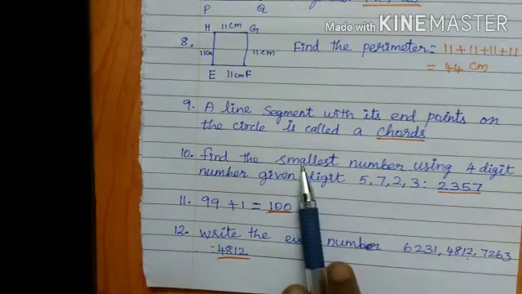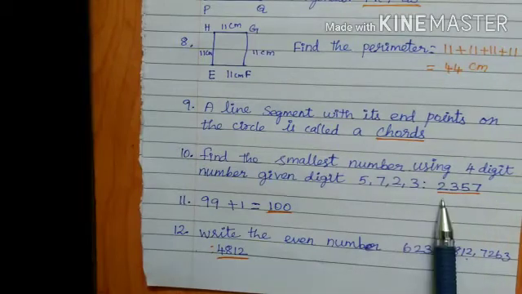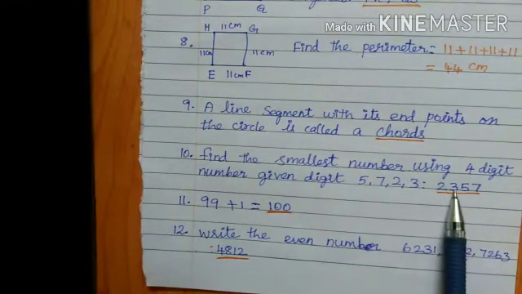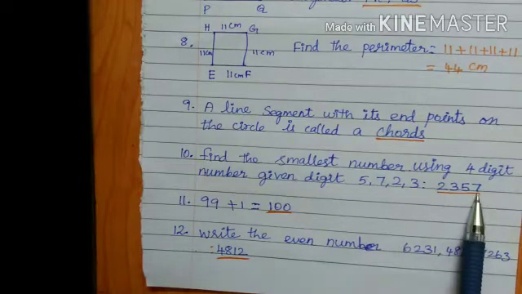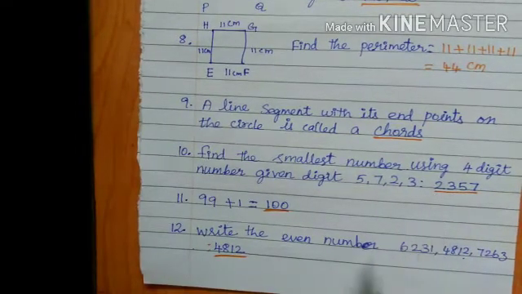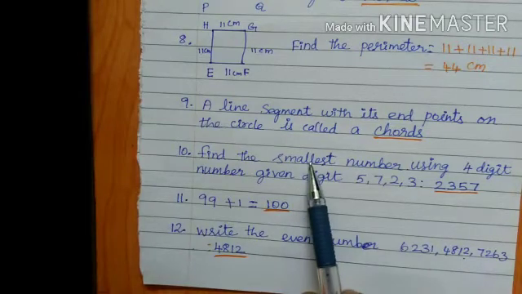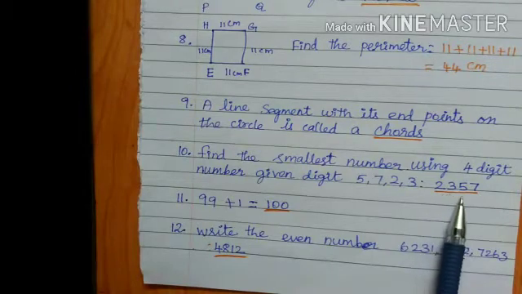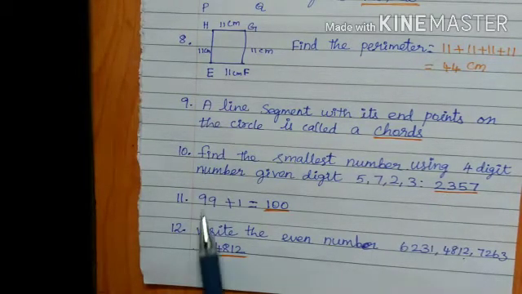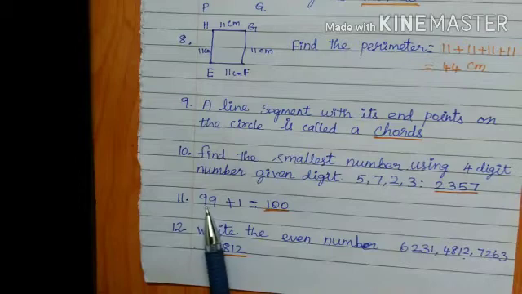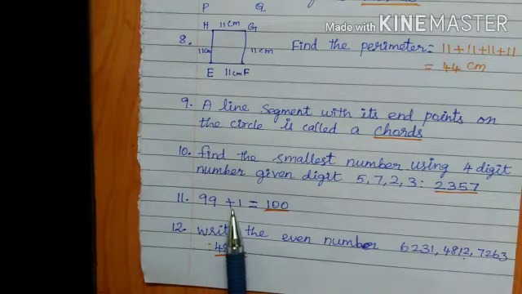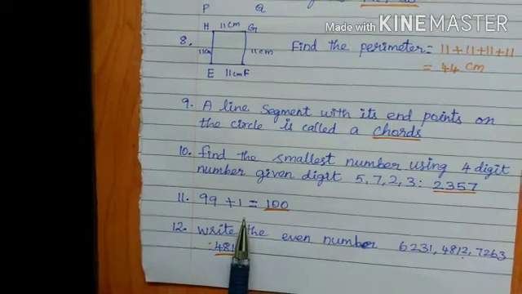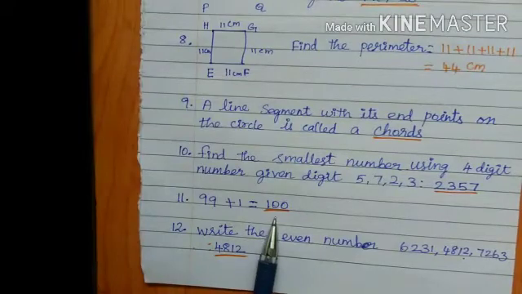If they ask for the biggest number, you write in reverse counting: 7, 5, 3, 2. So 7532 is the biggest number. Okay, but here it is asking for the smallest number only. So you write just 2357. The next one, 99 plus 1. Any number you add 1 to, you get the next number. So the number after 99 is 100. So this is the answer, 100.